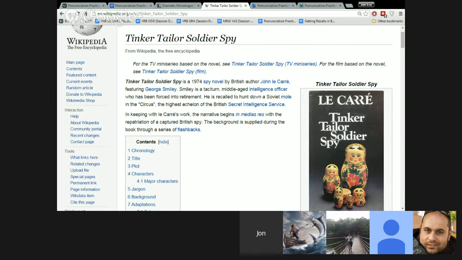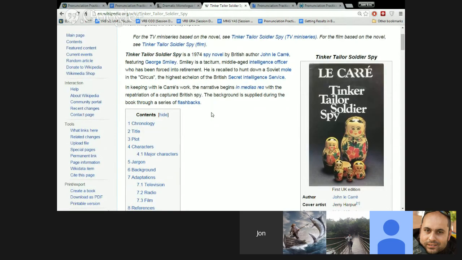A mole is an animal that digs underground. They're these blind animals, mammals, that dig underground. They spend their whole life underground. Who knows what they do? Here, the mole means a person who is probably a Soviet agent inside of the British Secret Service. So he's there to try to figure out who it is. I think that's all we need to know.